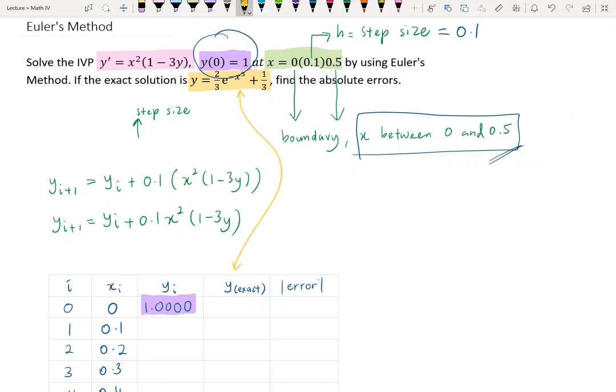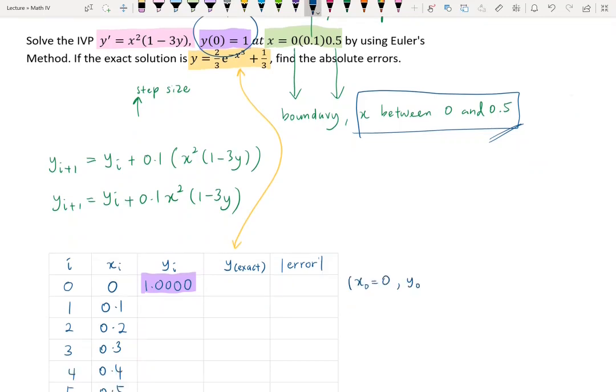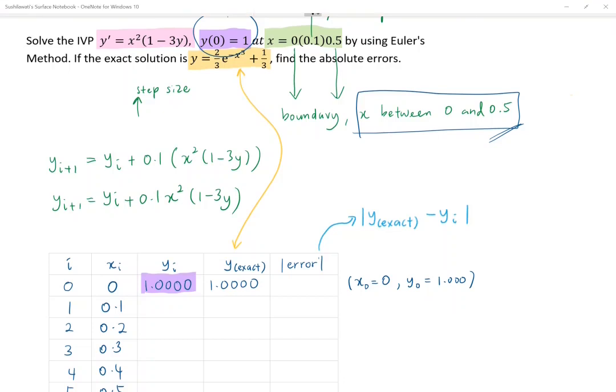Now we can fill up the exact value of y in the fourth column using this equation. For the first row, you already have x equal to 0, and y0 equal to 1. Then put this value x equals 0 into the formula highlighted in yellow, and you will get the exact value 1.0000 as well. And now how to calculate the error? The formula for error is the absolute value of y exact minus y for each row. So for the first row, the error is 0.